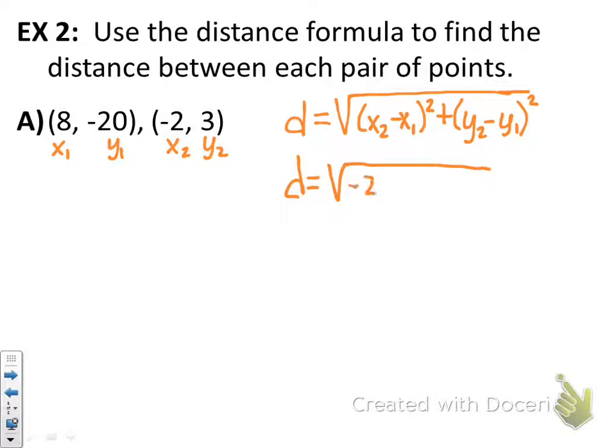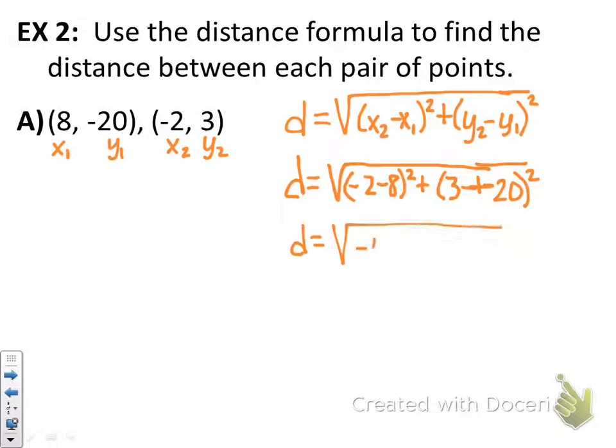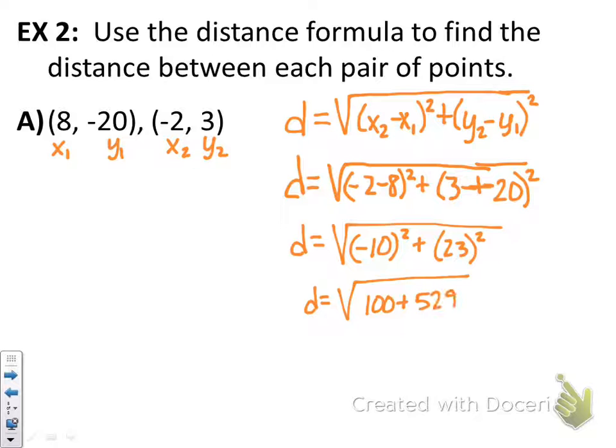So the distance is the square root of negative 2 minus 8 squared plus 3 minus negative 20 squared. But remember, minus negative is really plus. So we get negative 10 squared plus 23 squared. And we get 100 plus 529. Take the square root of that, that's 629, and we get, rounded to the nearest hundredth, 25.08 units.